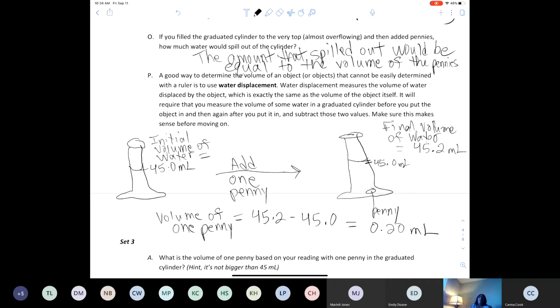And then I'll add another penny to the 1 penny that's already there and determine a new final volume for 2 pennies. Take that new final volume for 2 pennies and subtract it from the original initial volume of 45 milliliters, and that gives you the volume of 2 pennies. And then I'm going to add 3 additional pennies to the 2 that are already there, get a new final volume for 5 pennies, subtract it from 45, and that gives me the volume of 5 pennies, and so on and so forth. So you'll see me doing these steps in this series of videos.